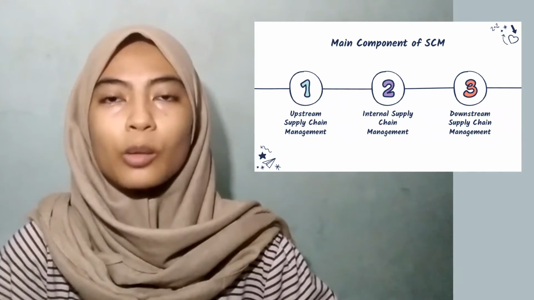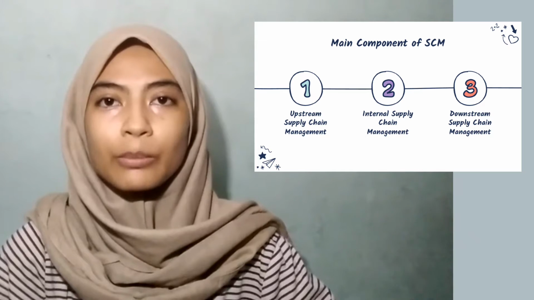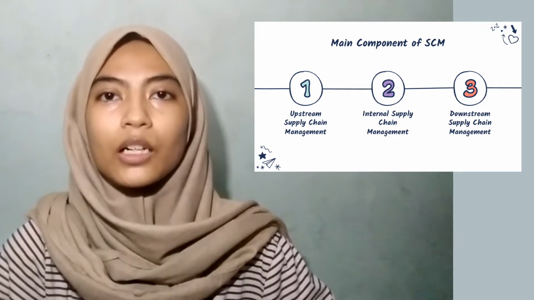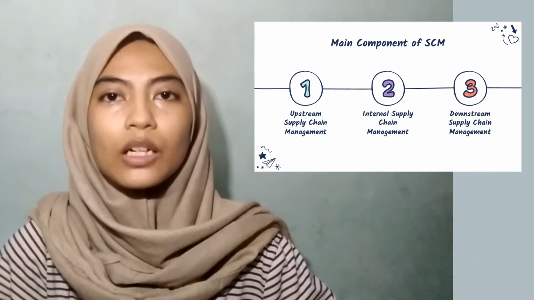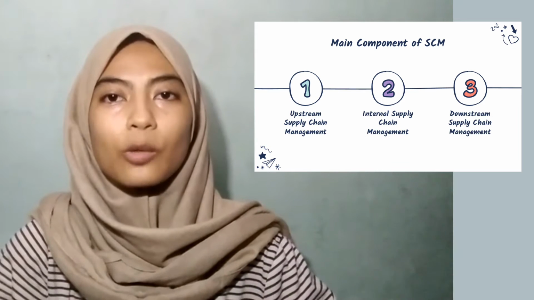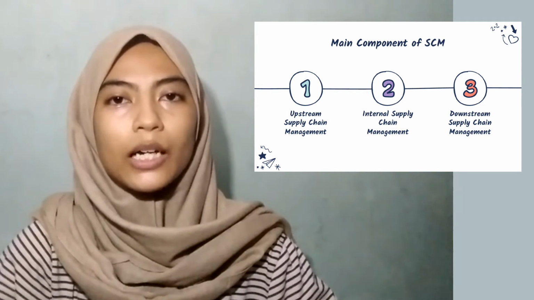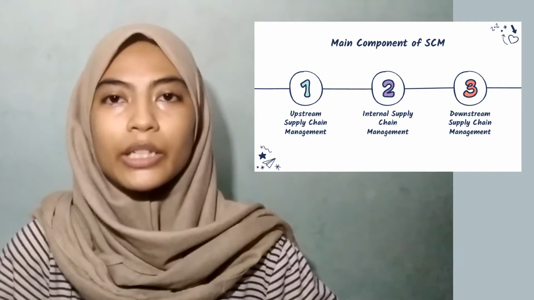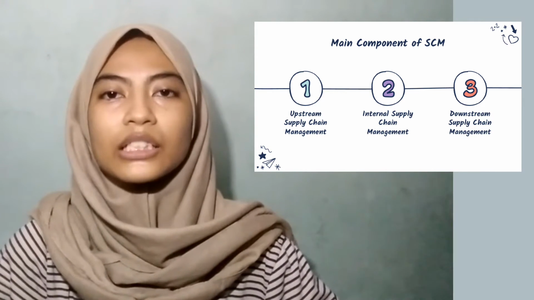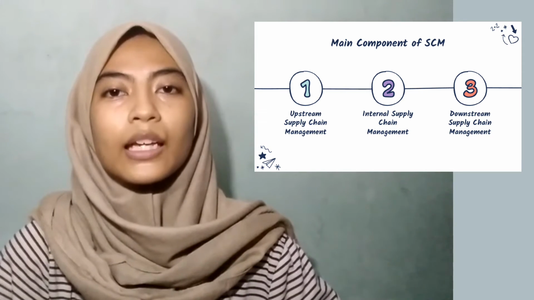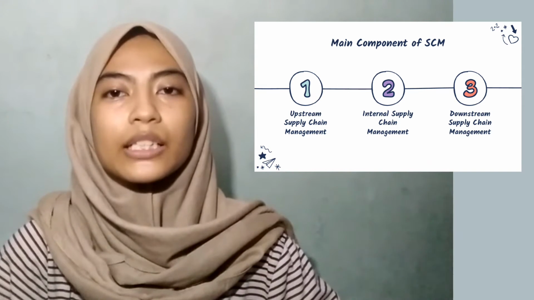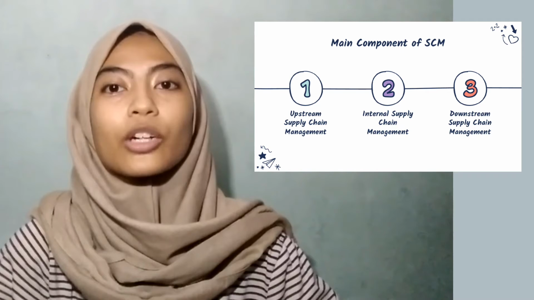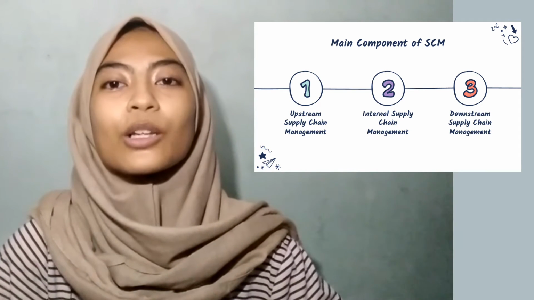Next, I will explain components of supply chain management. There are three main components of supply chain management. First, upstream supply chain management is a process in which a company gets suppliers from outside the company to get raw materials for producing a product. Next, internal supply chain management is the second stage, changing a raw material to a finished product. And last, downstream supply chain management, which is the stage where the company distributes a finished product to customers, usually carried out by external distributors.